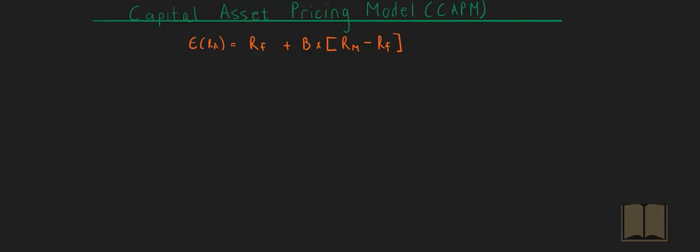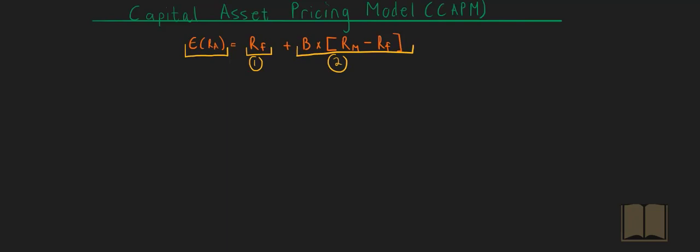Let's break down what this formula says. It says that the expected return of an asset is based on two things. One is the risk-free rate of return. So at a minimum, this asset must give you the risk-free rate of return, plus some sort of premium or compensation for taking on risk.